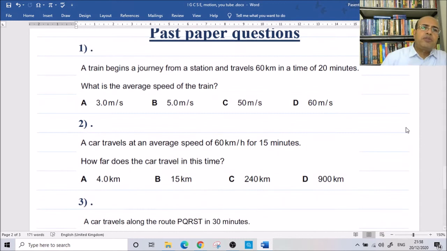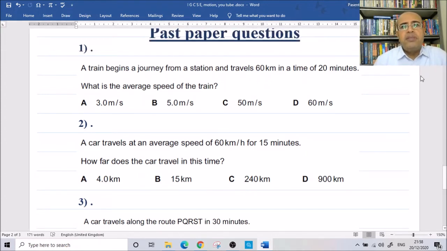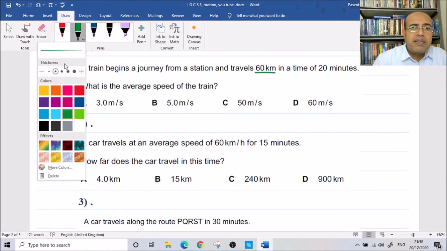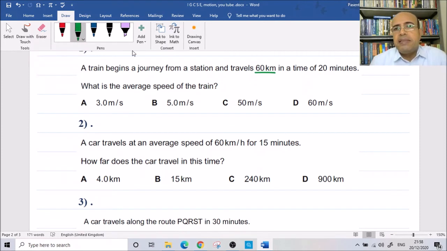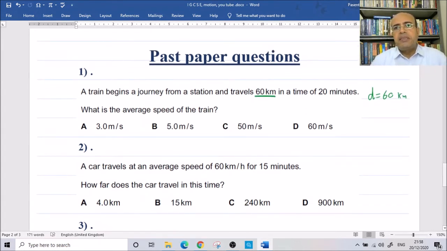Let us study past paper questions. Okay, look at this question. The first question: a train begins a journey from a station and travels 60 kilometer. So the given in that example is that the distance traveled equals 60 kilometer. And the time is 20 minutes. What is the average speed?